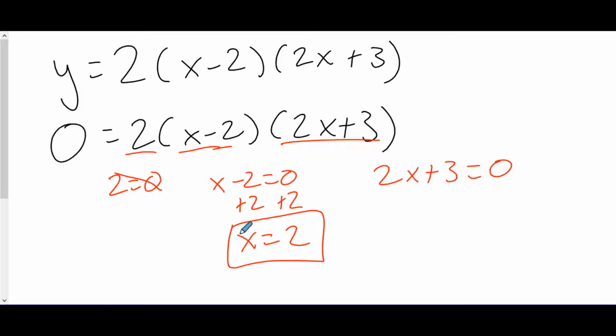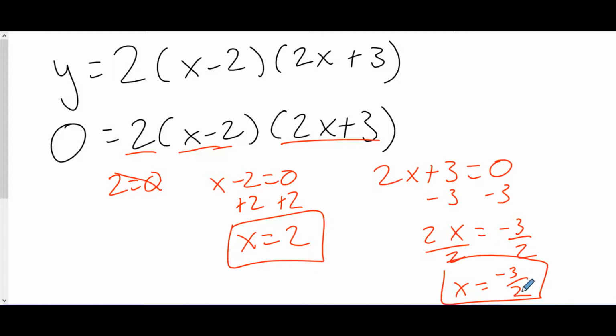That's one solution. Over here to solve for x, I would first subtract 3 on both sides to get 2x equals negative 3. Then I would divide both sides by 2 to get negative 3/2. So my solutions are negative 3/2 and 2.